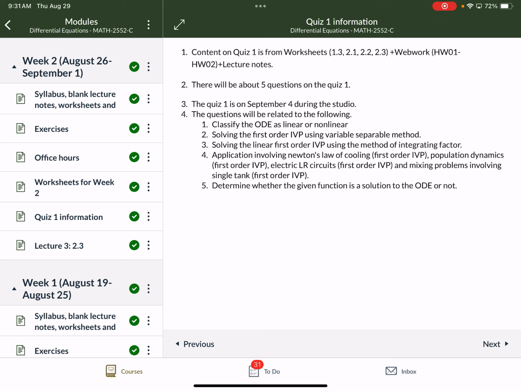Now the application could be, I think I did a few, 2 or 3, a circuit problem, or it could be a tank problem, or it could be a Newton's law of cooling problem, or it could be a population problem, okay?